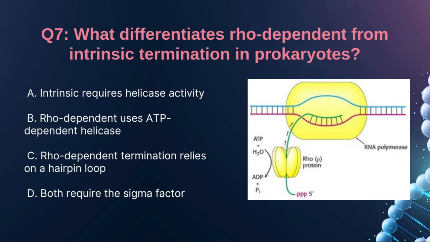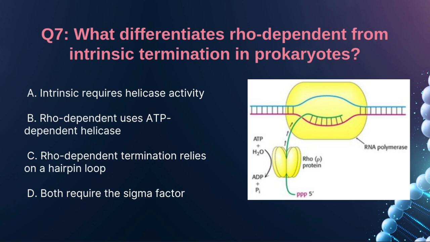Then which of these statements do you think applies for the intrinsic termination? C would be for intrinsic termination. If I said intrinsic termination relies on a hairpin loop, in that case, C would have also been a correct statement. So rho-dependent termination: the rho protein, the ATP-dependent helicase, binds to the nascent RNA and unwinds the RNA-DNA hybrid at the termination site, releasing the transcript.